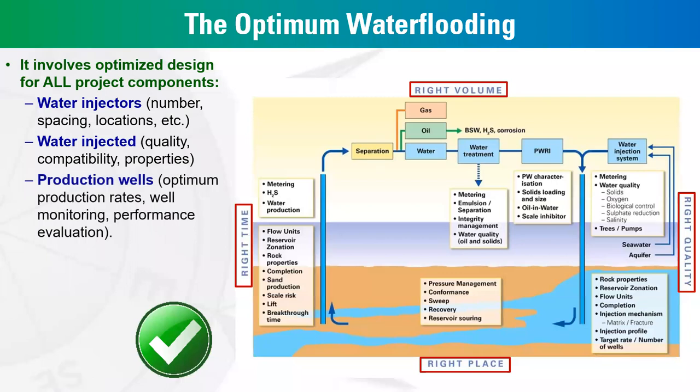And for production wells, the optimization of the production parameters or production rates will affect the production performance, and will also avoid early coning peaks, sudden increases in production rates, or sudden increases in water cuts. Also, the correct measurement of production data and production monitoring is very critical for proper system evaluation and monitoring.